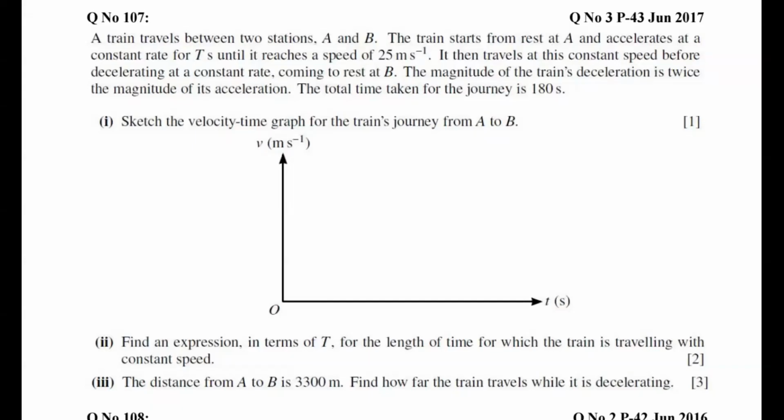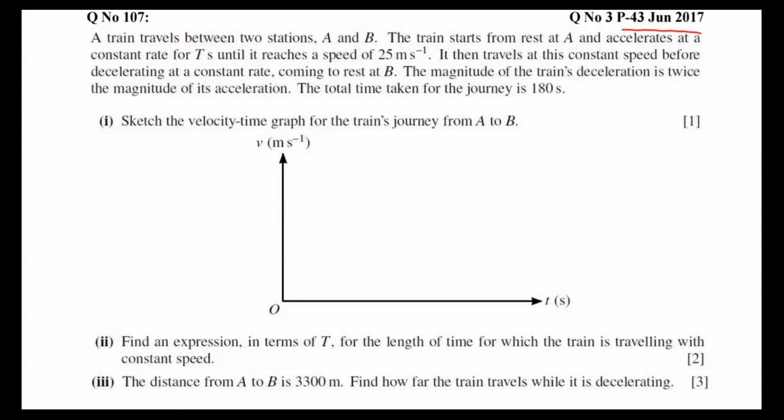Bismillah ar-Rahman ar-Rahim. This question, June 17, 43 variant, question number 3, and kinematics topic. In this question, he says a train travels between two stations, A and B. The train starts from rest at A and accelerates at a constant rate for t seconds until it reaches the maximum speed of 25. It then travels at a constant speed before decelerating at a constant rate and coming to rest at B.